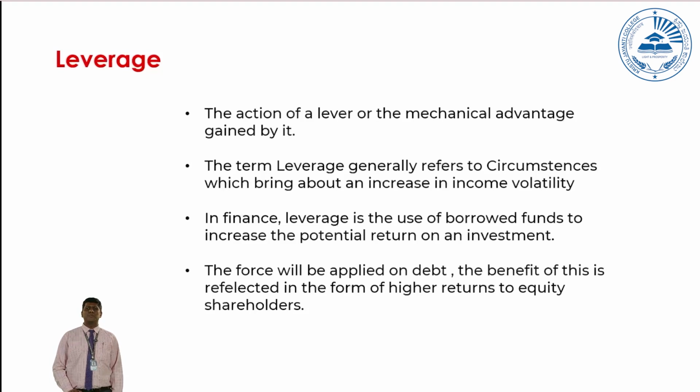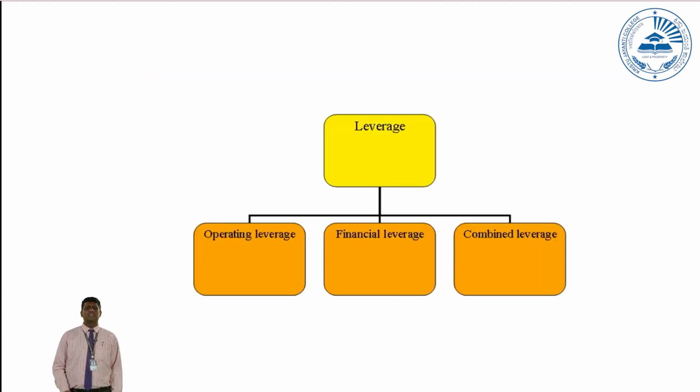In finance, leverage is the use of borrowed funds to increase the potential return on an investment. In finance, leverage is compared to debentures. In debentures, you apply the force, and the benefit of this is reflected in the form of high returns to equity shareholders. There are three types of leverages: operating leverage, financial leverage and combined leverage. If a company has more debentures, financial leverage increases. What is financial leverage? Financial leverage is nothing but financial risk. What is operating leverage? Operating leverage is nothing but business risk. The combination of business risk and financial risk is combined leverage.